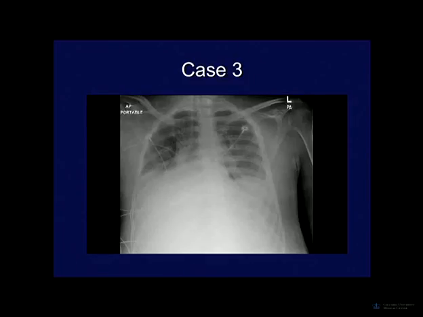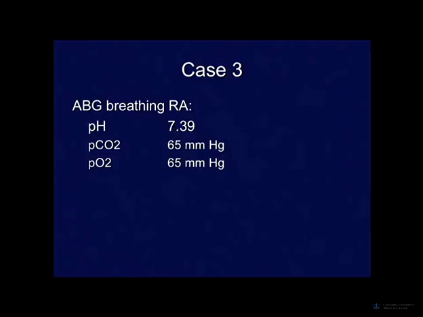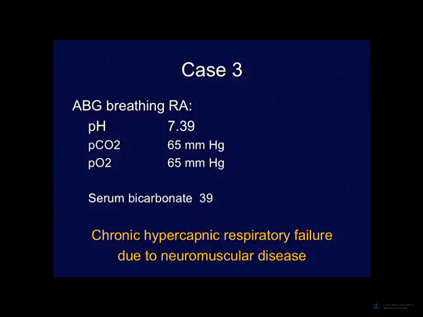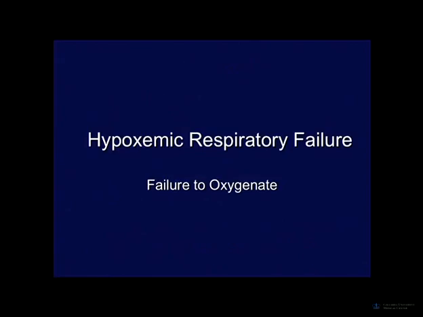His neuromuscular system is abnormal. But he's able to, over time, compensate for that hypercapnia with increasing bicarb and normalize his pH. So this is chronic hypercapnic respiratory failure due to neuromuscular disease. Two very different scenarios, and one person is an emergency, one person is at their baseline. Okay? Let's change gears and talk about hypoxemic respiratory failure.